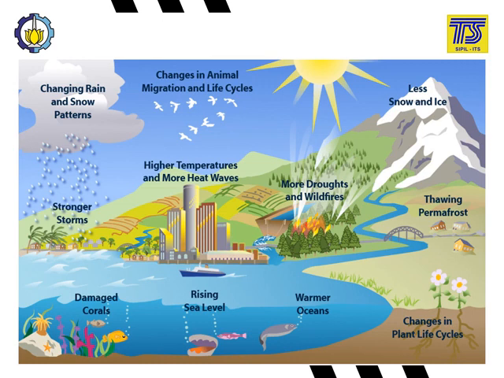The first one is the changing rain and snow patterns. There are also changes in animal migration and life cycles. There is less snow and ice in the mountainous areas. There are more droughts and wildfires, higher temperatures and more heat waves, stronger storms, damaged corals in the sea, rising sea levels, warmer oceans, and changes in plant life cycles.